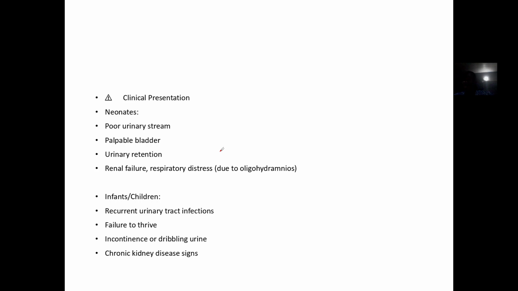Clinical presentation in neonates: you see that there's a poor urinary stream. If the babies try to ease themselves, the force is not much, it's just dull like that. Then palpable bladder, urinary retention, renal failure, respiratory distress. Then in infants and children, there's recurrent urinary tract infections, failure to thrive, incontinence or dribbling urine.